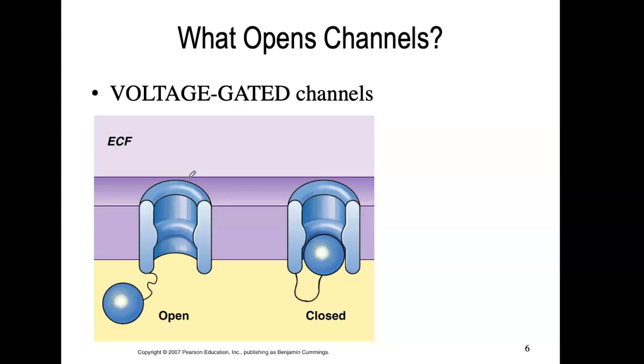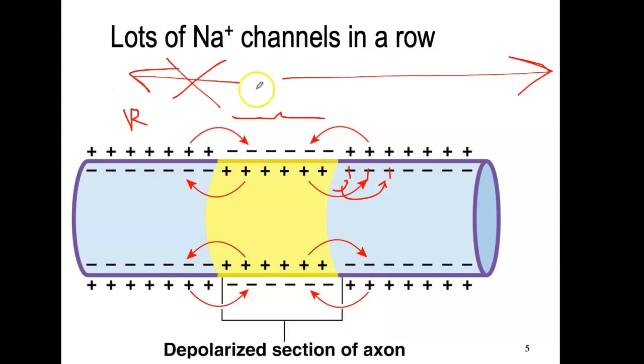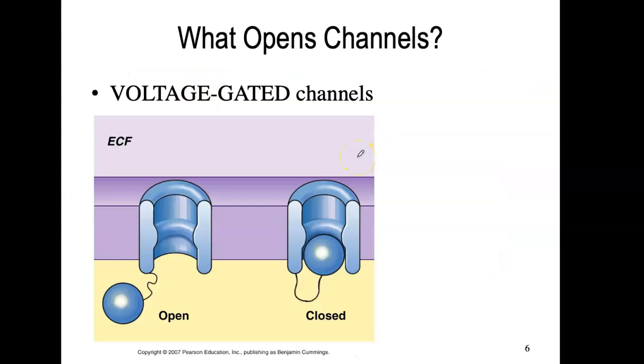What opens the channels? Well, remember, it could be voltage gated. Remember, we're illustrating it as a little ball. It's not really a ball. The channel could be closed, and it will be stimulated, for example, by voltage. In this example, it's stimulated by voltage because it's the voltage of the previous area that is stimulating the channels next to it to open.